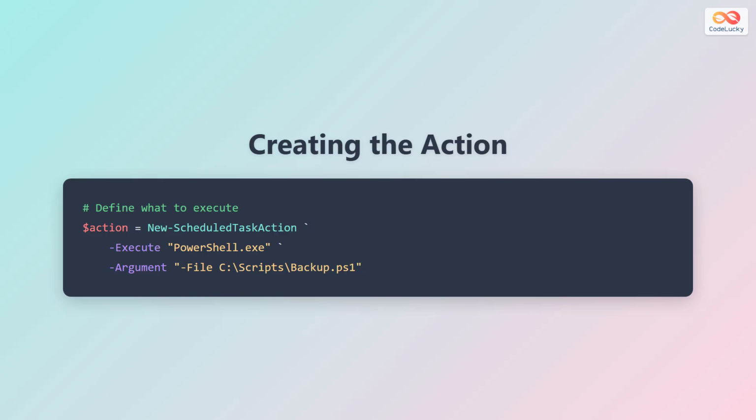Let's create an action component. You use the New-ScheduledTaskAction Cmdlet and store it in a variable called $action. The -execute parameter specifies what program to run. In this example, we're running PowerShell.exe. The -argument parameter provides any arguments or parameters for the program. Here, we're telling PowerShell to run a script file located at c:/scripts/backup.ps1 using the -file parameter.